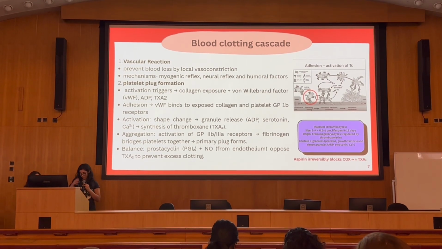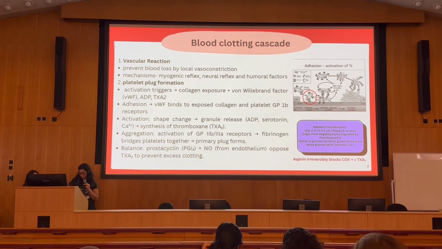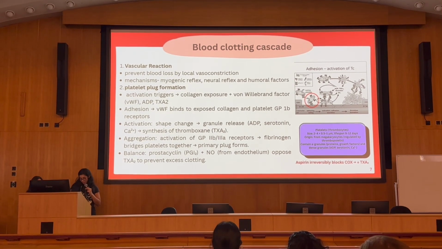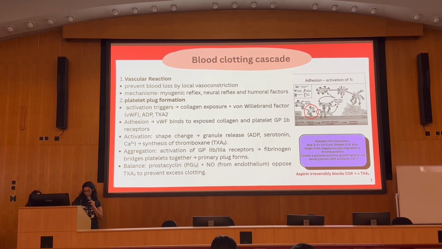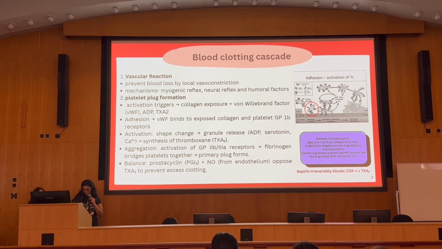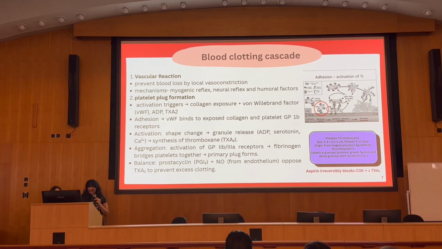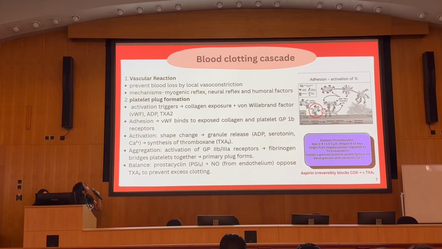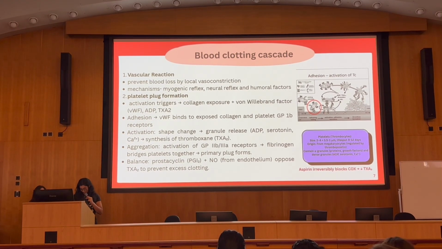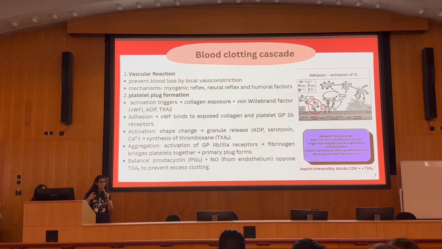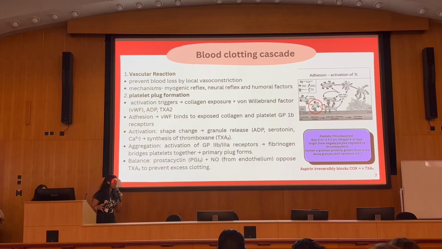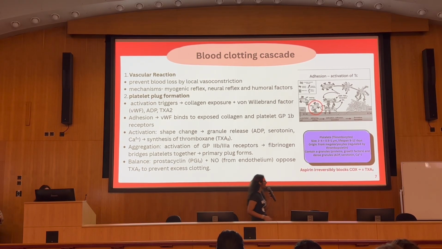Okay, so let's start with what happens the moment a blood vessel is injured. The process that stops bleeding but also stays controlled to prevent overclotting is known as the hemostatic response. So our first thing that happens is the vascular reaction, and the first reaction is an instant local vasoconstriction. So I'll just draw something for you guys to understand better.